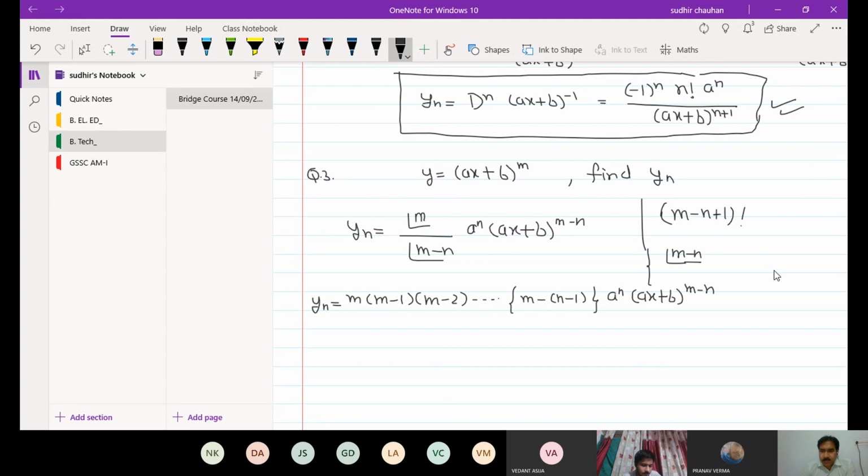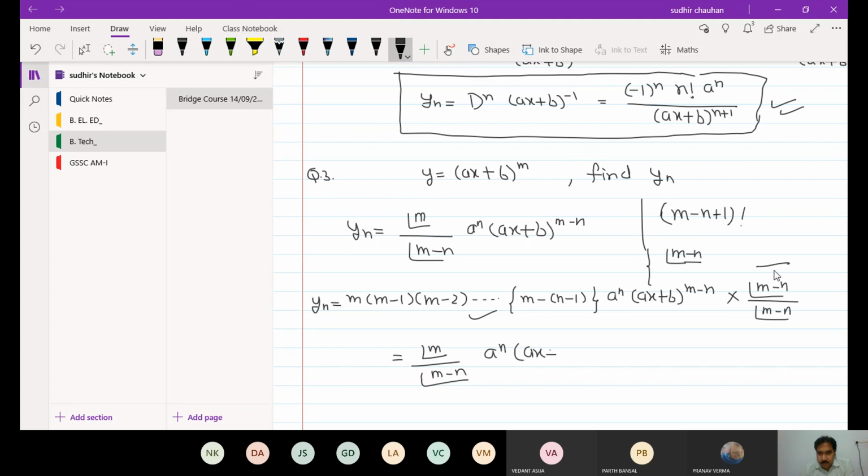No, no, no, you cannot write minus. Now you have to multiply numerator and denominator by factorial m minus n. That cannot be subtracted. The values are different. Okay. Now this expression and this expression will combinedly equal factorial m. And this denominator will be factorial m minus n. And the rest will remain the same. Yes, sir. So in that way, we can write the nth derivative in compact form. Okay.